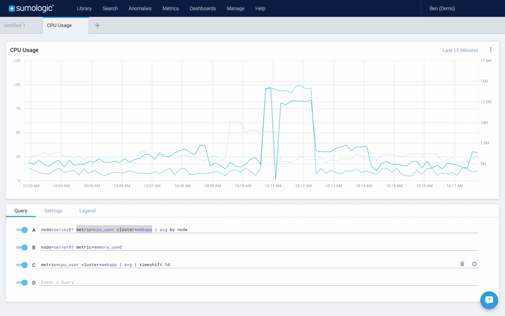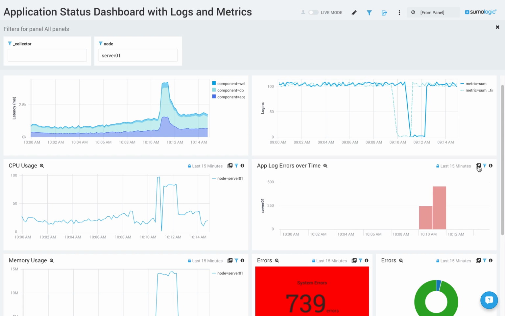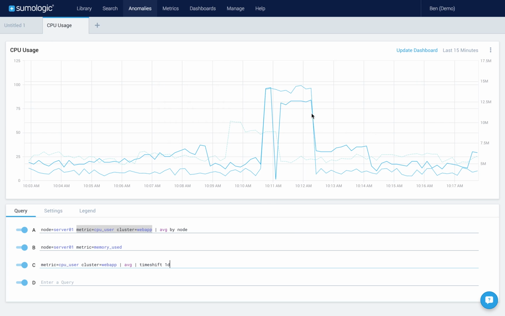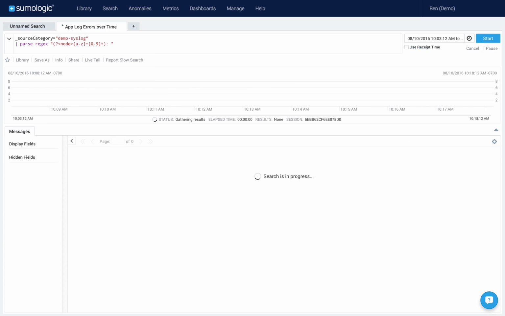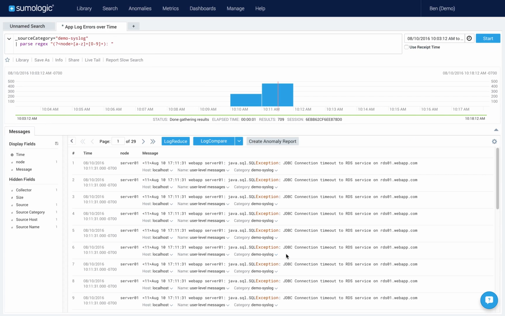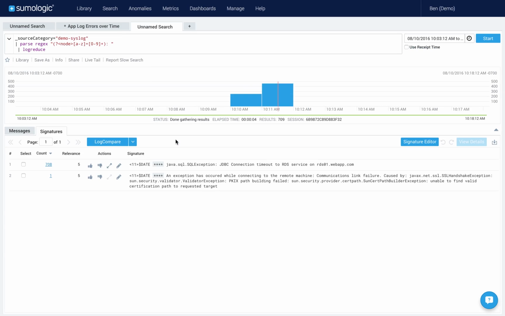Now, I've determined that there's a problem on this system. Clearly, some application component was causing a huge CPU and memory spike. I can now dig down into my logs at the same period of time. And what I really want to see is the raw logs. I want to run log reduce on that, and this will help determine the patterns to help me troubleshoot.